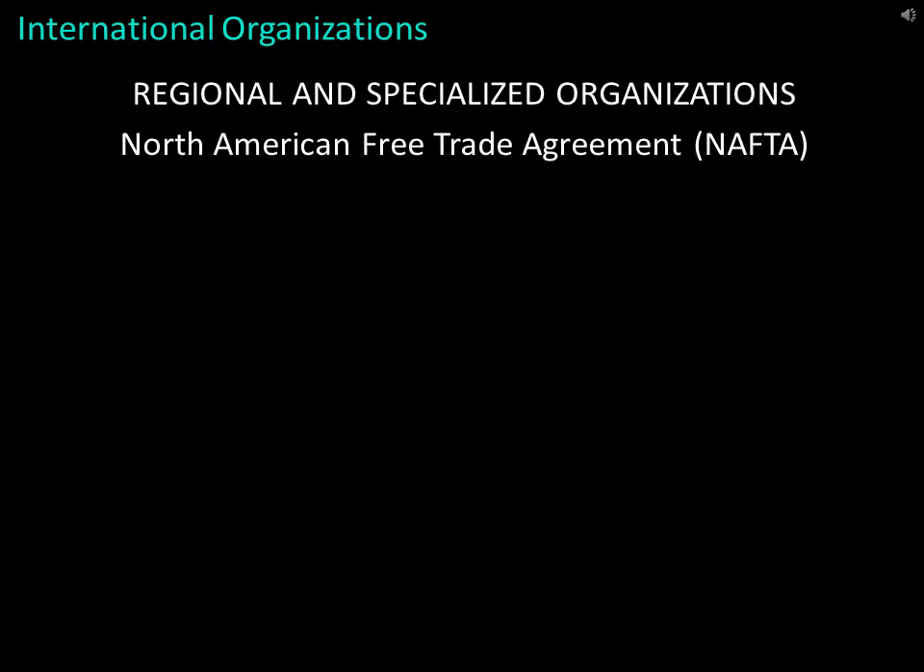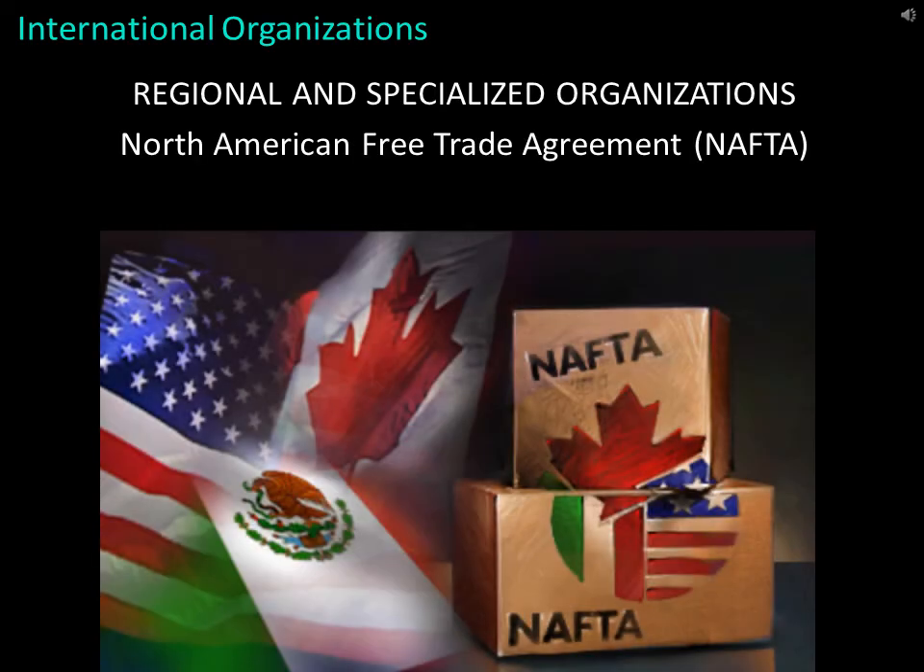North American Free Trade Agreement, or NAFTA. NAFTA is a trilateral agreement among Canada, the United States, and Mexico that came into effect in 1994. Its main focus is the development of the economies and trade among the 3 member nations, but it also covers other issues such as labor and environmental concerns.